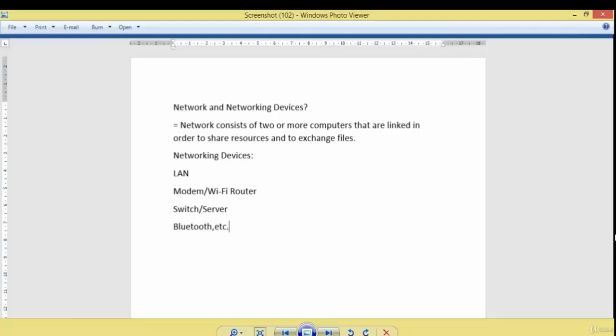But in this session, I am going to teach you about Wi-Fi routers. A Wi-Fi router is a device that performs the function of a router and also includes the function of a wireless access point. It is used to provide access to the internet or a private computer network. And these are mainly of three types. First one is wired, second is wireless, and third one is hybrid.